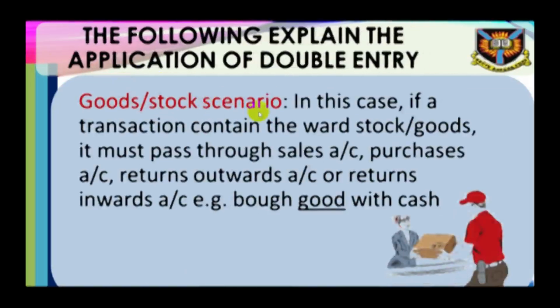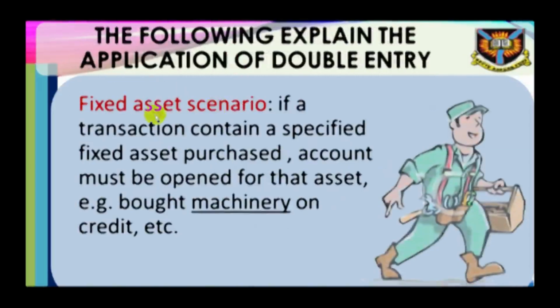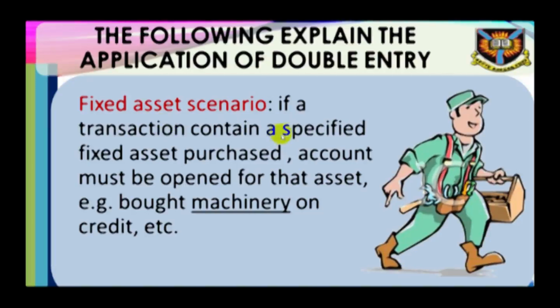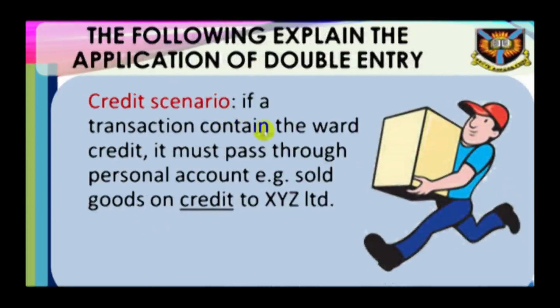Goods and stock scenario. In this case, if a transaction contains the word stock or goods, it must pass through the sales account, purchases account, returns outward account, or returns inward account, e.g., bought goods with cash. Fixed asset scenario. If a transaction contains a specified fixed asset purchase, an account must be opened for that asset, e.g., bought machinery on credit, etc. Credit scenario. If a transaction contains the word credit, it must pass through a personal account, e.g., sold goods on credit to XYZ Limited.